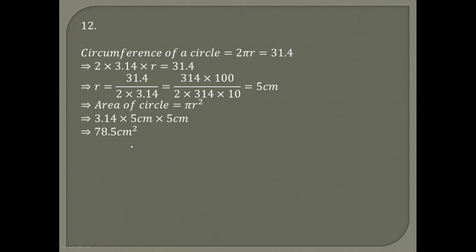Okay, then that is the area of a circle. Okay, let's do the circumference. The circumference is 31.4.